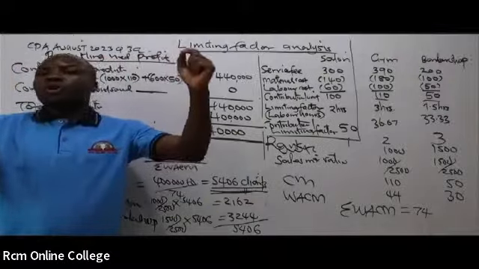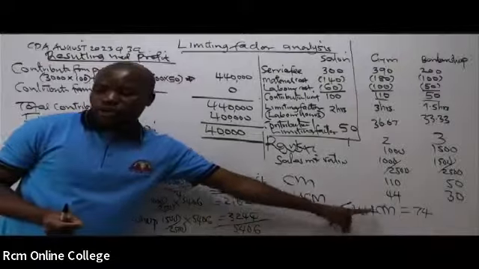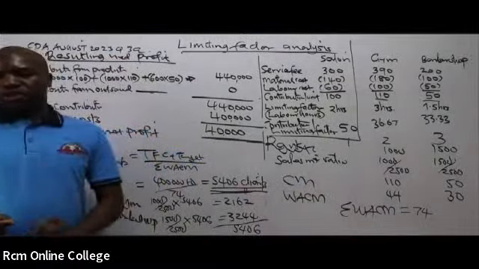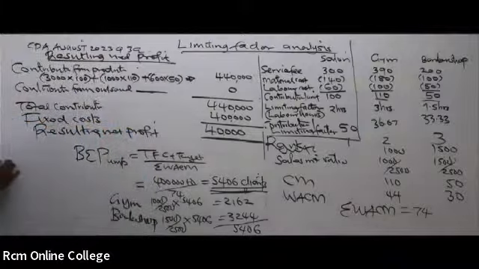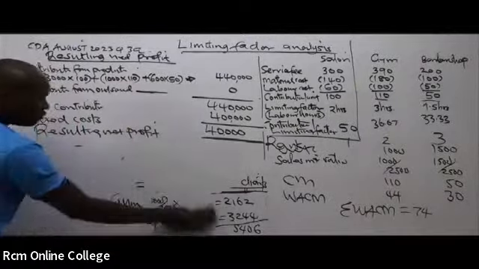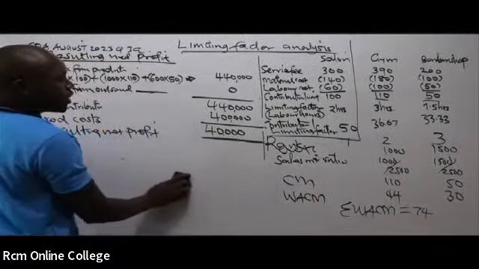That's how you get the break-even point of multiple products. For multiple products, you use the summation of weighted average contribution margin, not the contribution margin. Good. What about if it is a single product, which was also asked in the question?